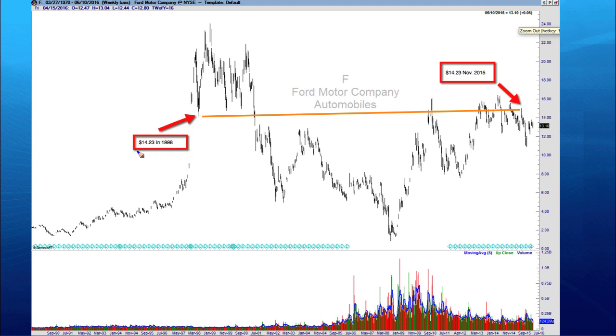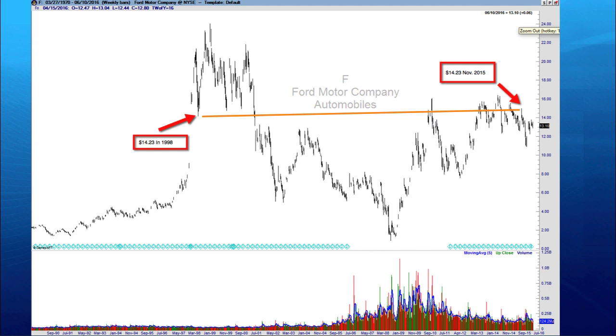Ford in 1998 was $14.23. So that's like right there. Okay. And then Ford 17 years later, 2015, same price. Am I making sense? Right here, 14.23. Come all the way over here. Still about 14.23. Here's a trick question. Do you know anybody that got wealthy by buying something and holding it for 17 years that does not move?